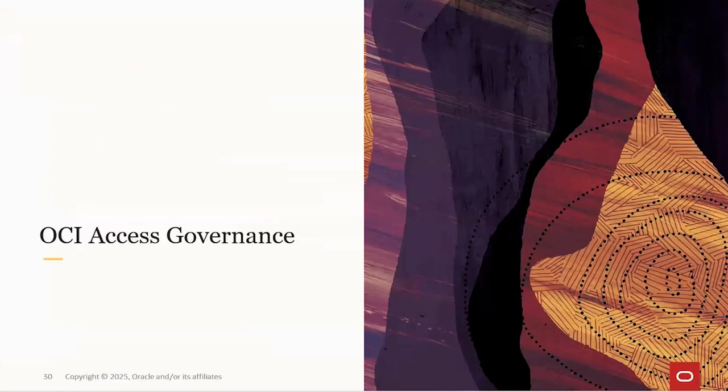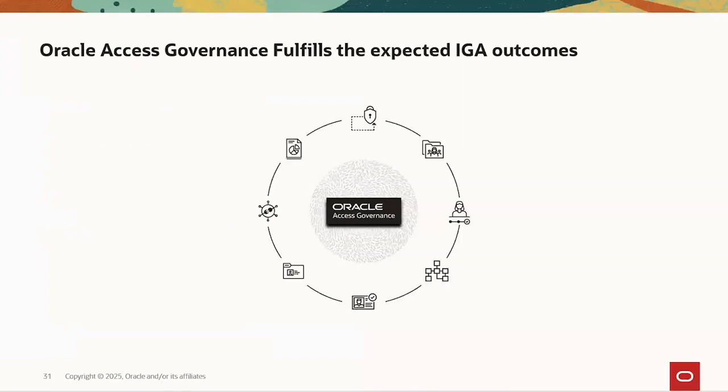So I will have Kiran talk about OCI access governance. Kiran, over to you. Thank you, Chetan, for the great session. Identity security has two parts to it. The first one is access management, that covers authentication, authorization, and single sign-on. And the second one is identity governance, or access governance, that includes user lifecycle management and user access certification.